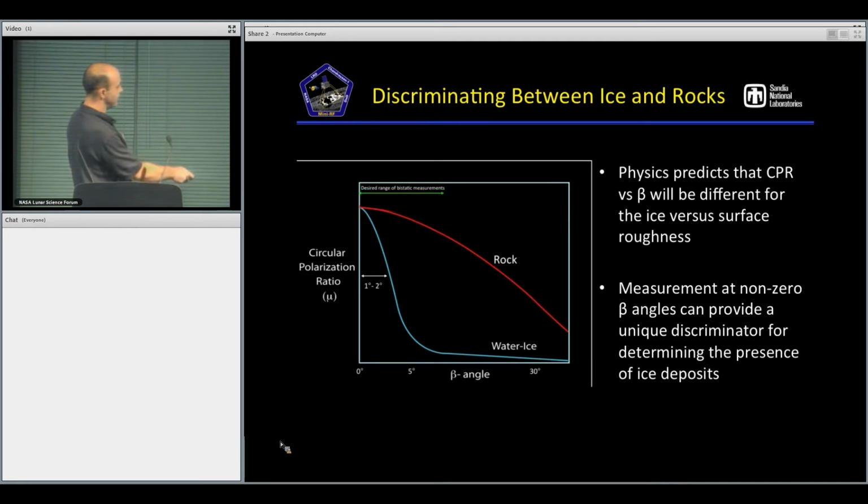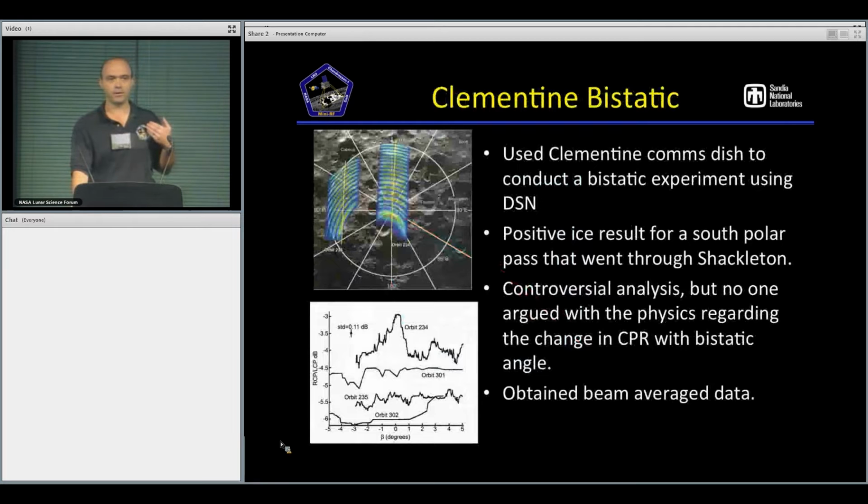But if you have enhanced CPR because of ice, that's very much an opposition effect. And if you go out beyond, say, 1 or 2 degrees in bistatic angle, the physics predicts that your CPR should drop significantly. So to first order, we're going to be looking at this region, in sort of the 10-degree region, where we expect there to be a significant difference in CPR if it's an icy surface relative to a rocky surface.